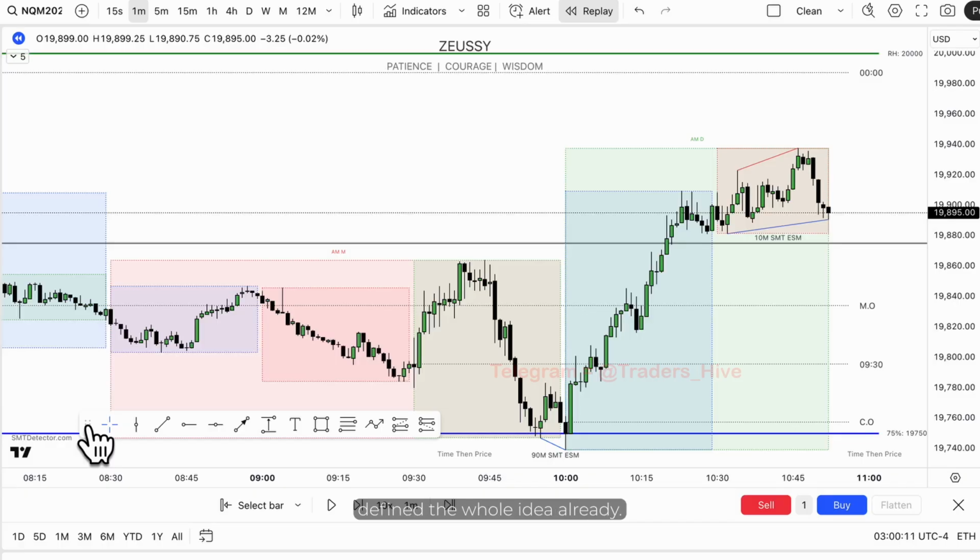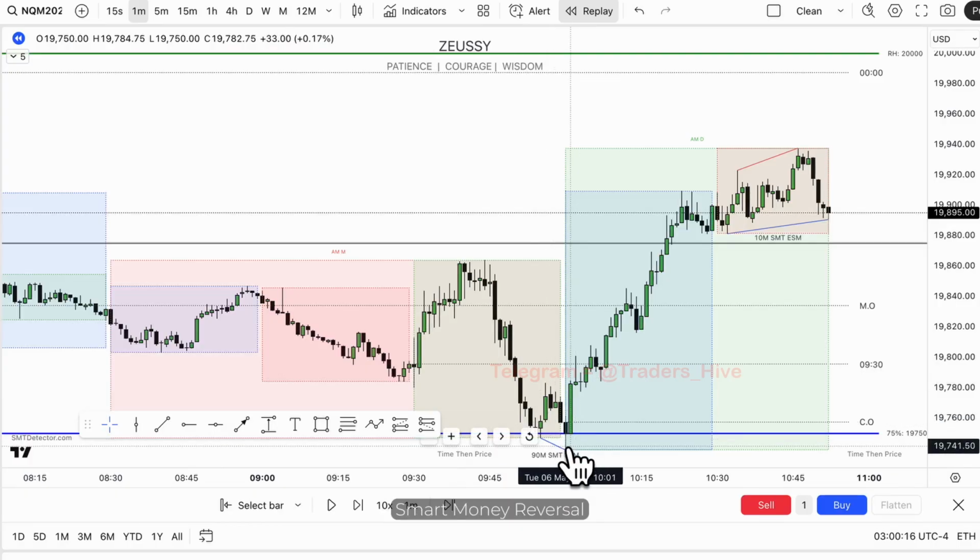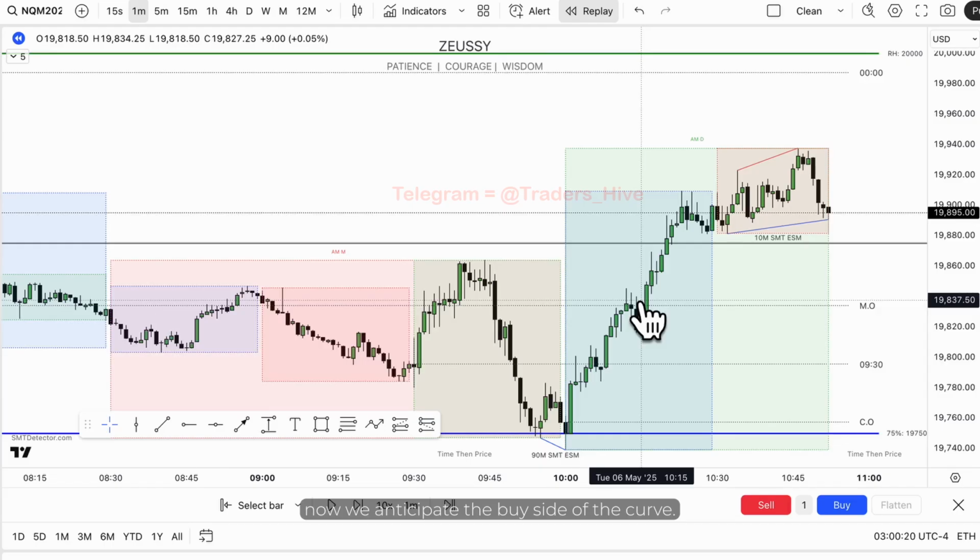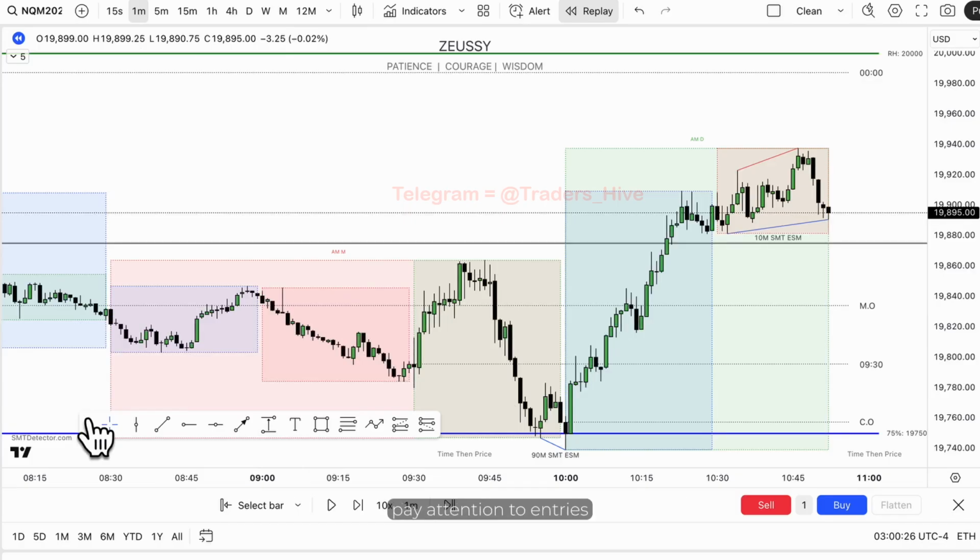First of all, we have defined the whole idea already. We have defined that this is likely going to be the smart money reversal. So we saw the sell side of the curve. Now we anticipate the buy side of the curve. That's a given. That's a must. However, when we look at trade management in particular, we must pay attention to entries, invalidations, and targets.